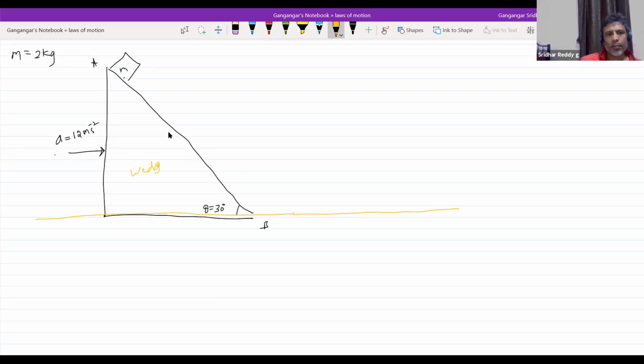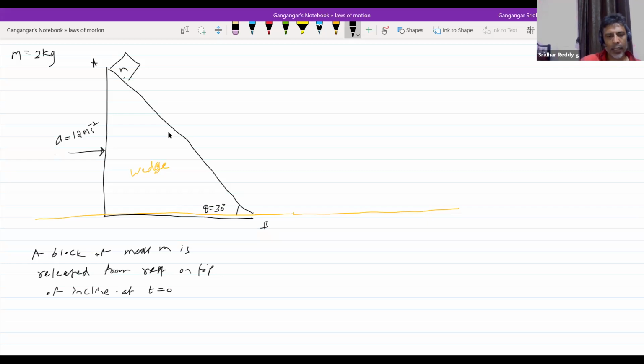So there's a wedge. A block of mass m is released from rest on top of the incline at t equals 0, and the wedge is moved horizontally with acceleration a naught. A naught is 12 meter per second square.